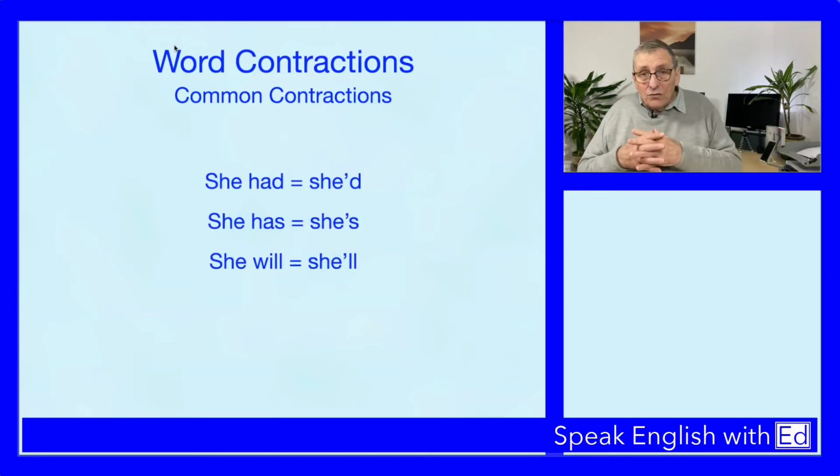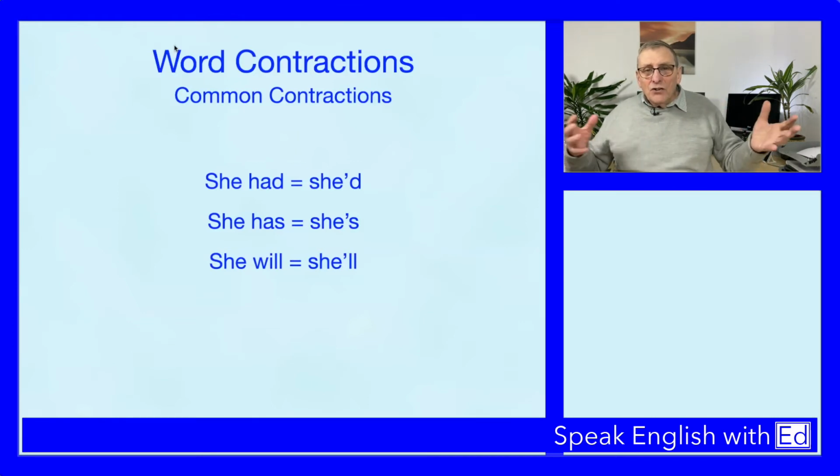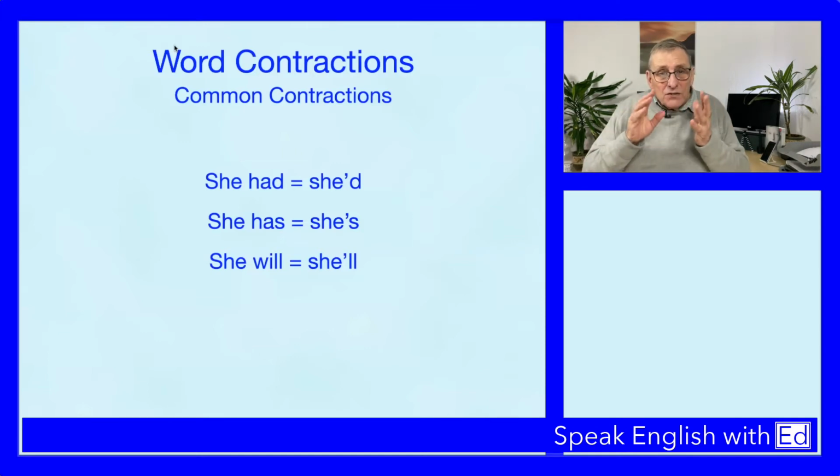She had a good time. She'd had a good time. She'd a good time at the party. She has a new coat. She's a new coat. Some of these apply to more than just the one. Some of them, like she's, she has, or she is. You can use she's for both of them.